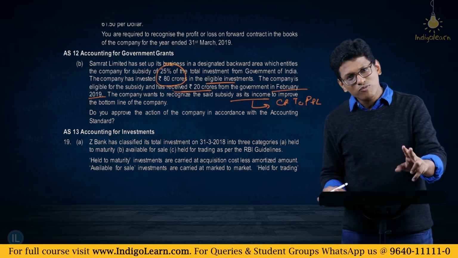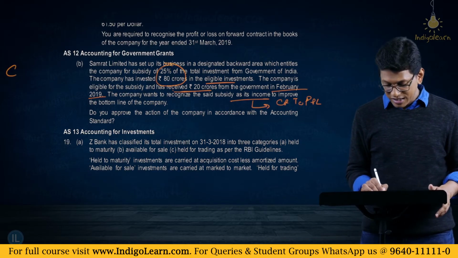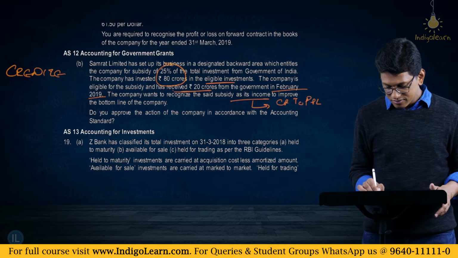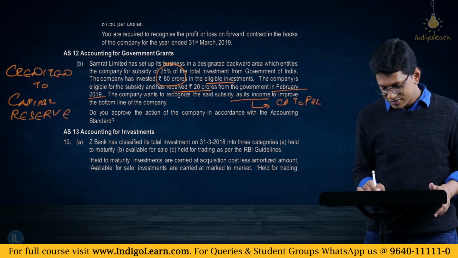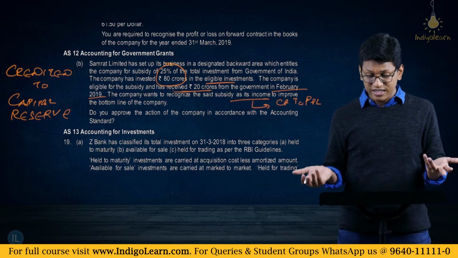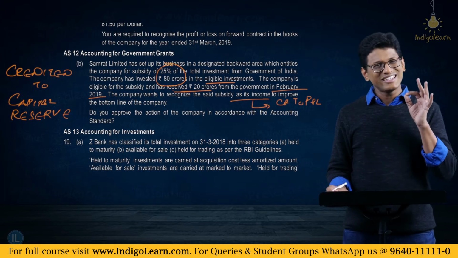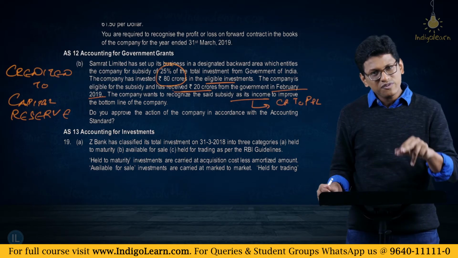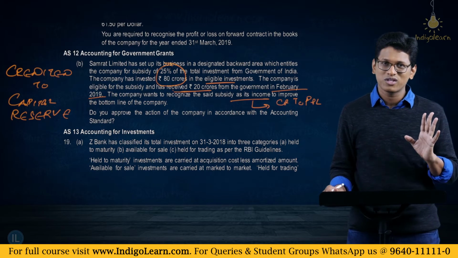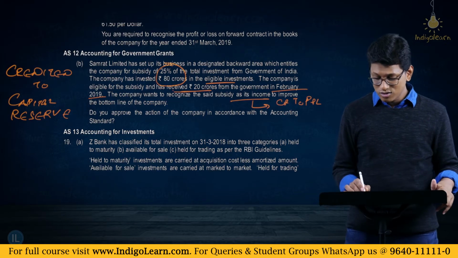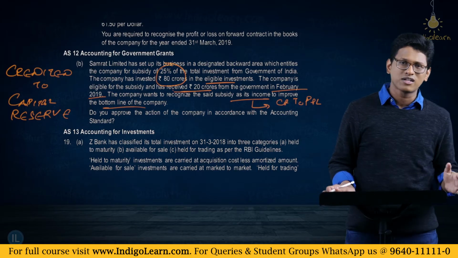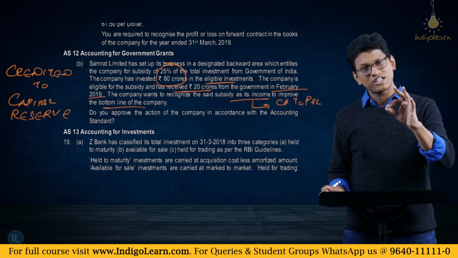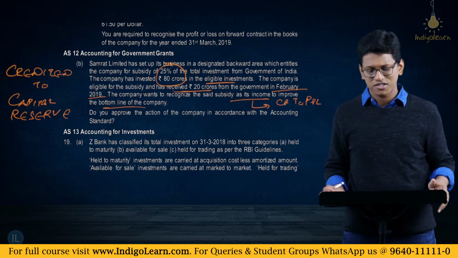If a grant is in the nature of promoter's contribution, it should be credited to capital reserve. Correct? We learned this. And the company wants to credit it to income. No, it can't. In fact, once you credit it to capital reserve, you cannot transfer that capital reserve to the P&L account. So it cannot be used for distribution as dividend. Just because the company wants to improve the bottom line, meaning profit, it cannot simply transfer this capital reserve to P&L. It has to be transferred to capital reserve and it should remain in capital reserve only.